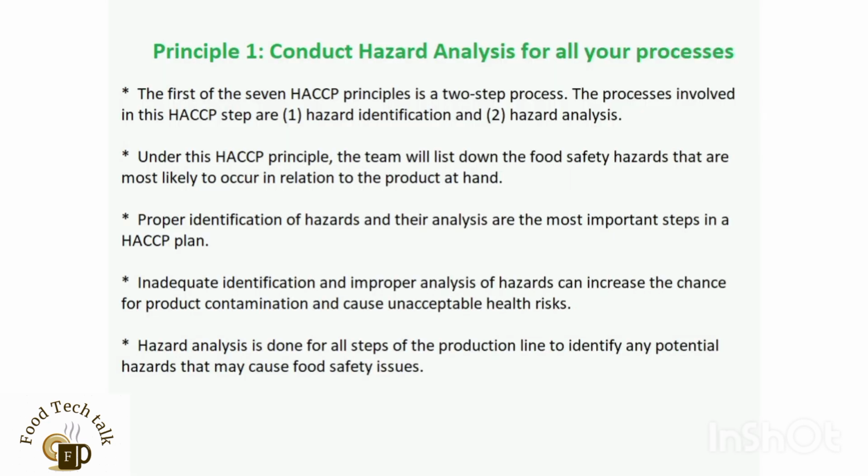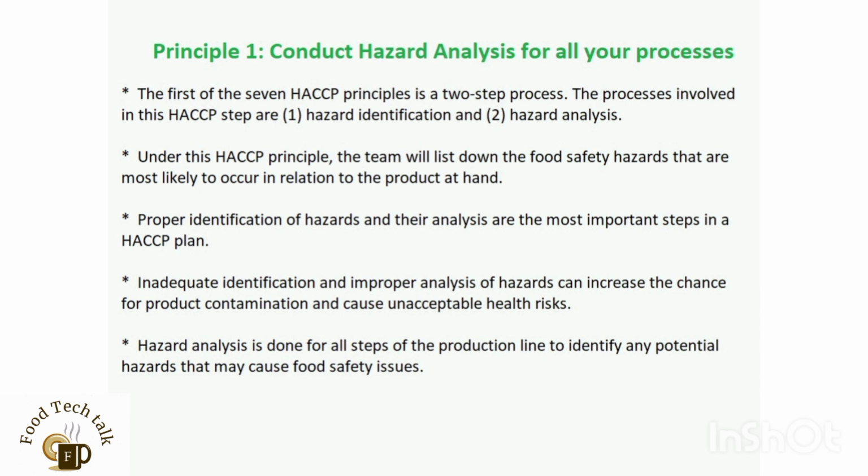First principle is conduct hazard analysis for all your process. Let's talk about the first principle of HACCP. What is hazard analysis? Simply put, it's the process of identifying and evaluating potential hazards associated with your food products. Think of it like a risk assessment. You are trying to figure out what could go wrong and how likely it is to happen.